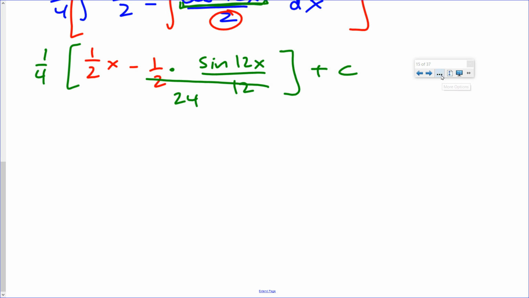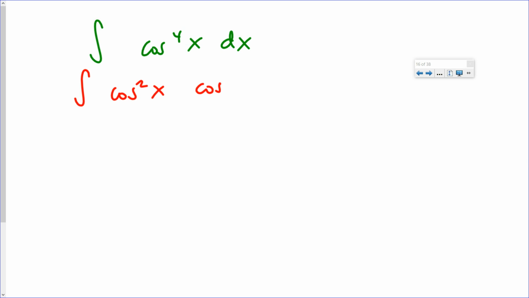Okay, you ready for the last one? The integral of 4 of these cosine x's. Integral of 4 of them. Okay, first question. Any odd exponents? No. Okay, so I'm going to go with the even formula. Even formula says everywhere there's a cosine squared, I'm going to change it to another formula. Do I have a cosine squared here? Do I want a cosine squared? If you want it, make it happen.